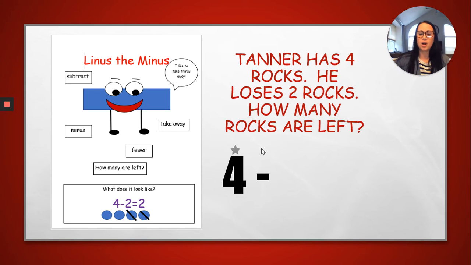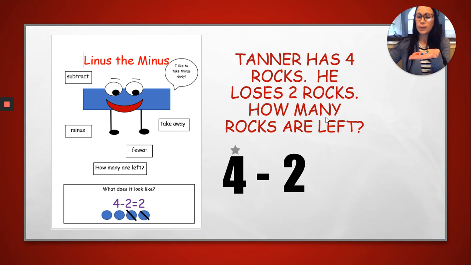So we're going to start and use the strategy of having manipulatives in my hand. So I've got 4 M&Ms. Can you see them? Great job. Now, he had 4, taking away, he lost 2. So I'm going to take 2 out of my hand, right? After the 2 is going to come our equal sign, and they want to know how many are left after he lost his 2 rocks. How many are left in my hand? There are 2 left. Great job.